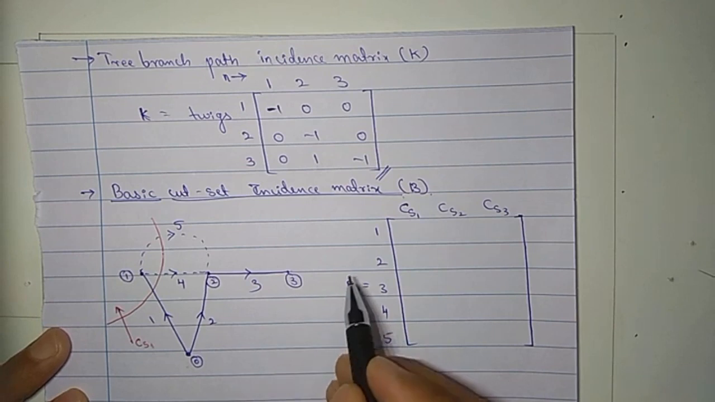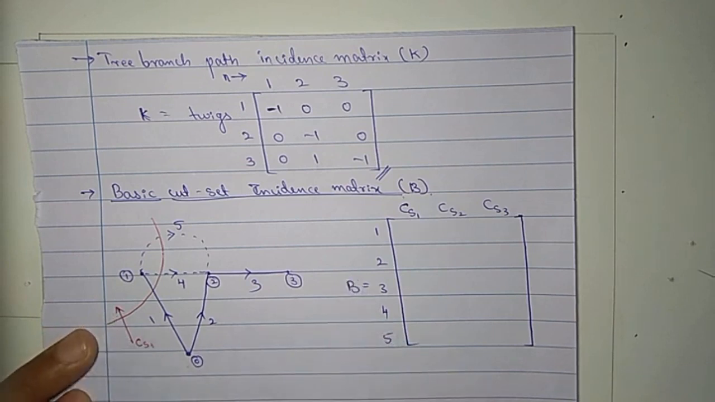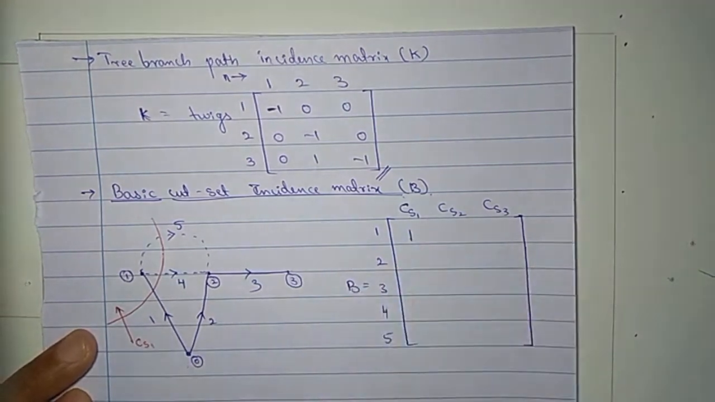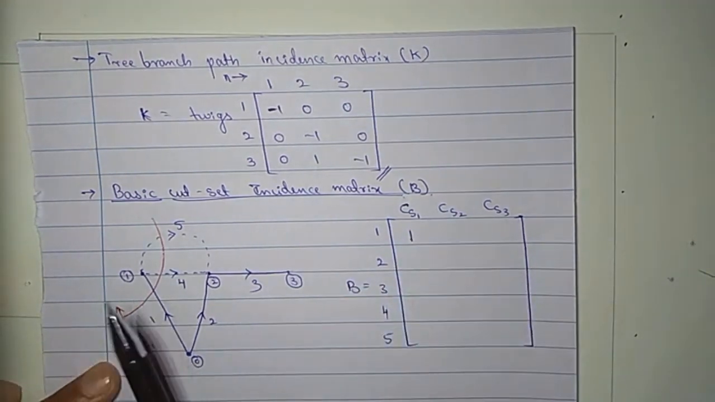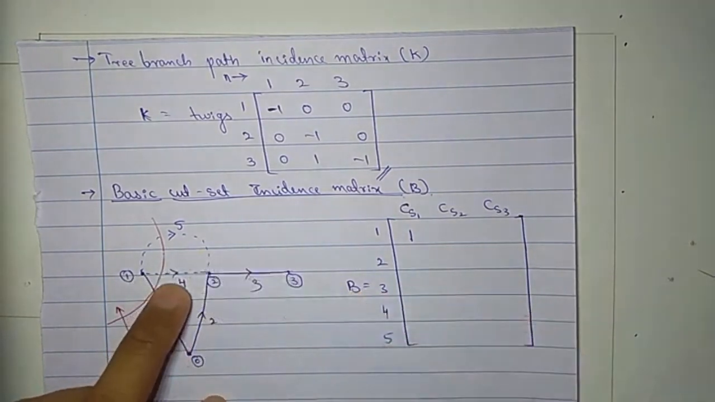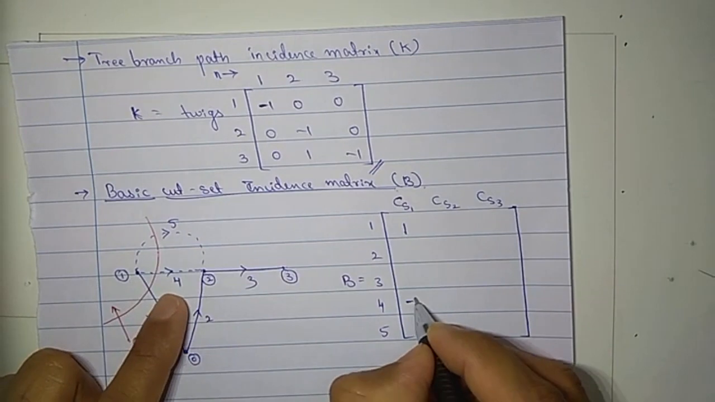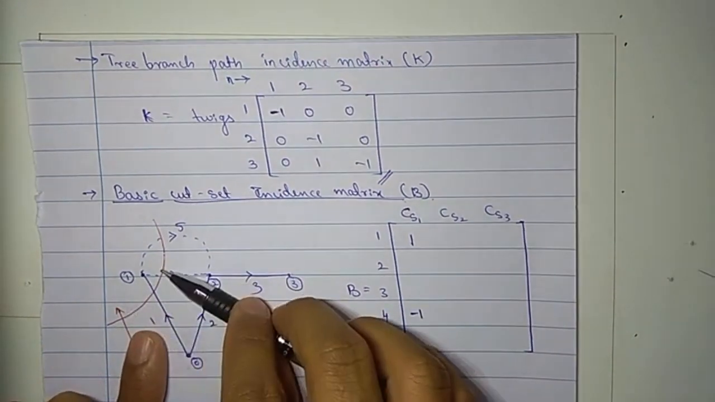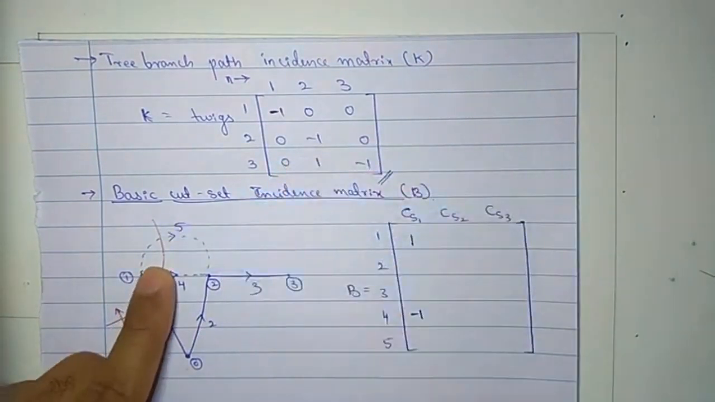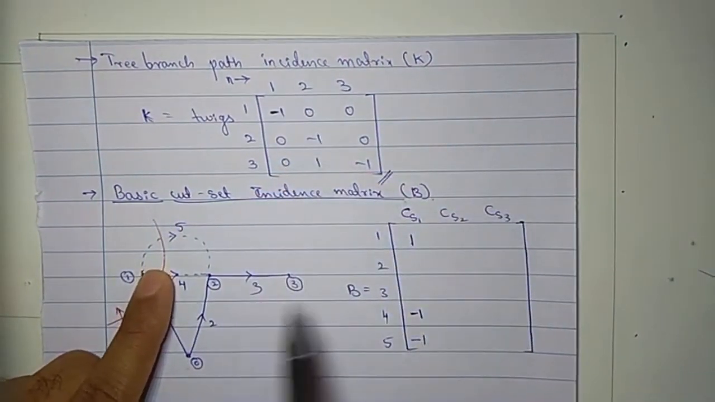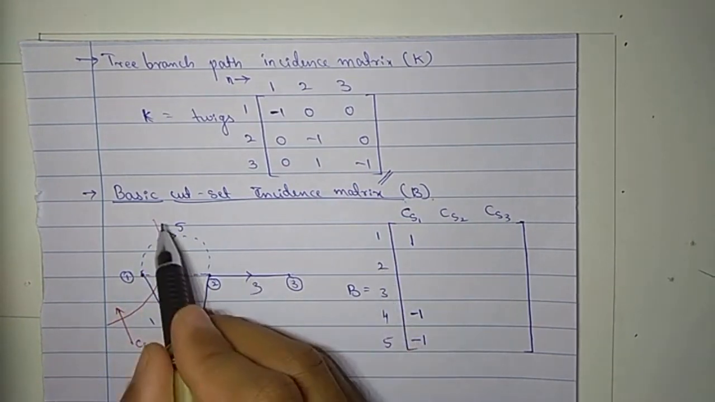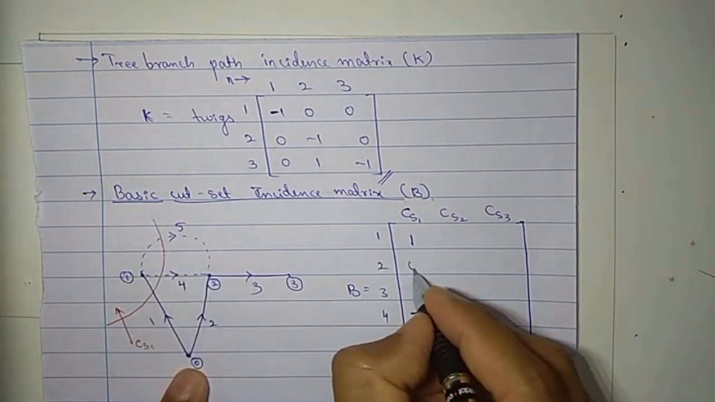Fill this matrix. This cut set 1 is in the same direction as branch 1, so here it is 1. If I rotate this cut set 1, it is in the opposite direction to link 4, so it is minus 1. Again, it is in the opposite direction to that of link 5, so here it is also minus 1. But for elements 2 and 3, this cut set does not have any relation, so it is 0.